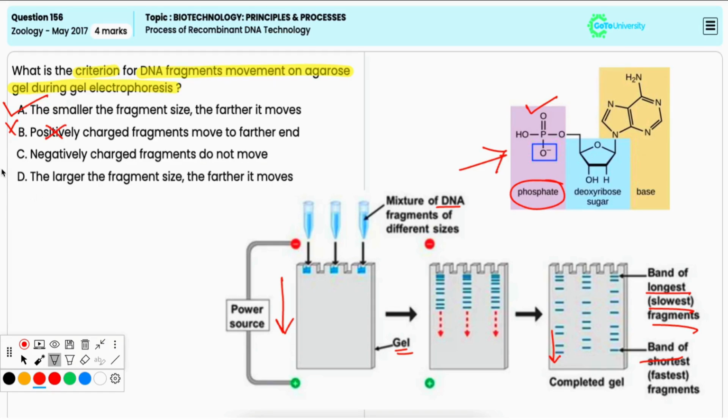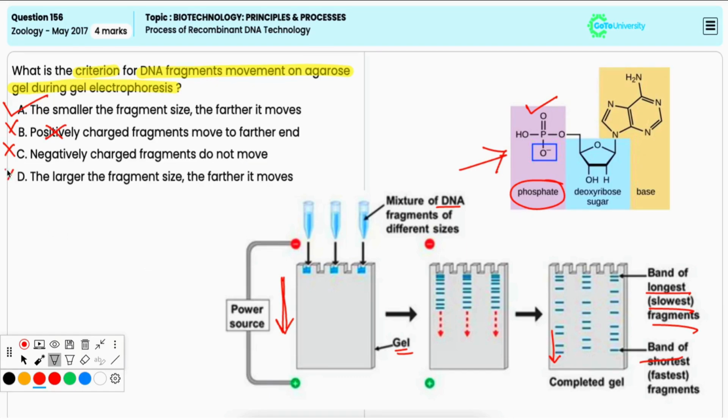Option C, negatively charged fragments do not move. It is also incorrect because, as already stated, the negatively charged DNA fragments move towards the positive electrode during gel electrophoresis. Option D, the larger the fragment size, the farther it moves.